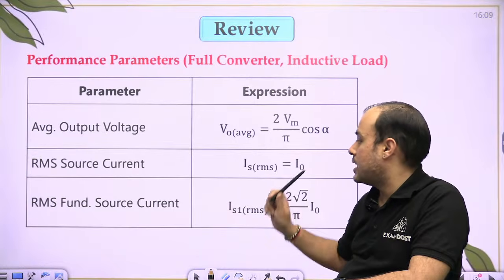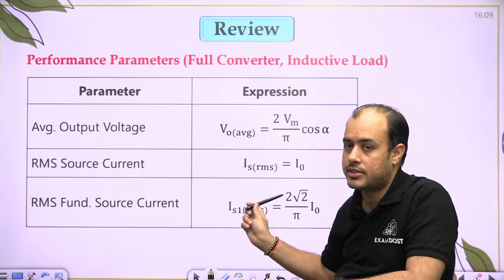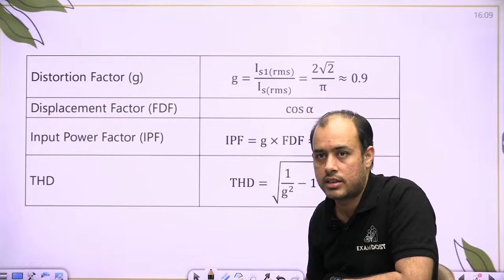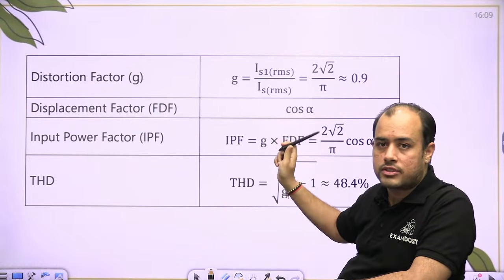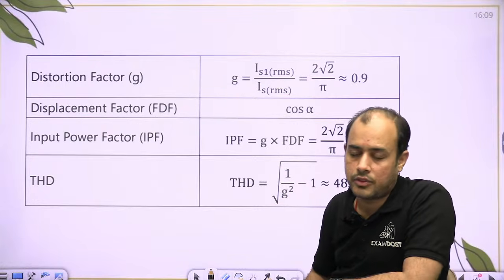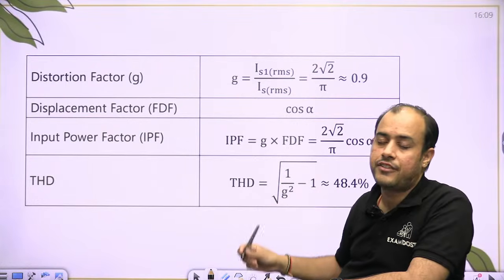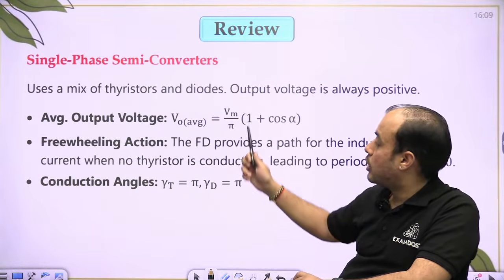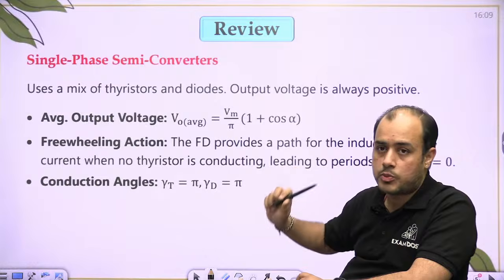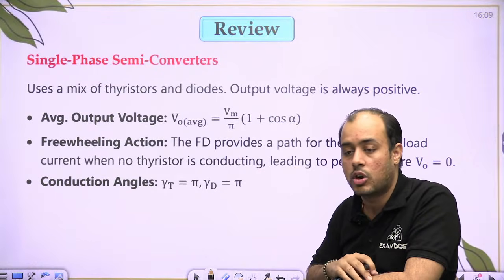Supply RMS is I naught, fundamental RMS 2 root 2 by pi I naught. Distortion factor was 2 root 2 by pi, FDF was cos alpha, input power factor was G into FDF, and THD was 48.4%. For semi-converter, the average output was Vm by pi 1 plus cos alpha.